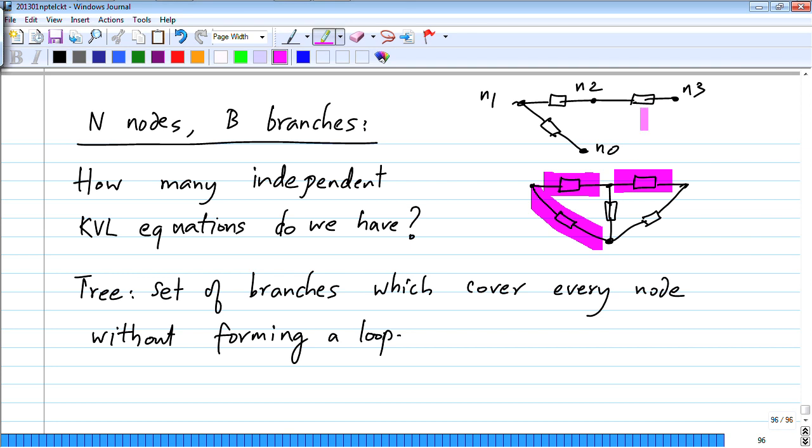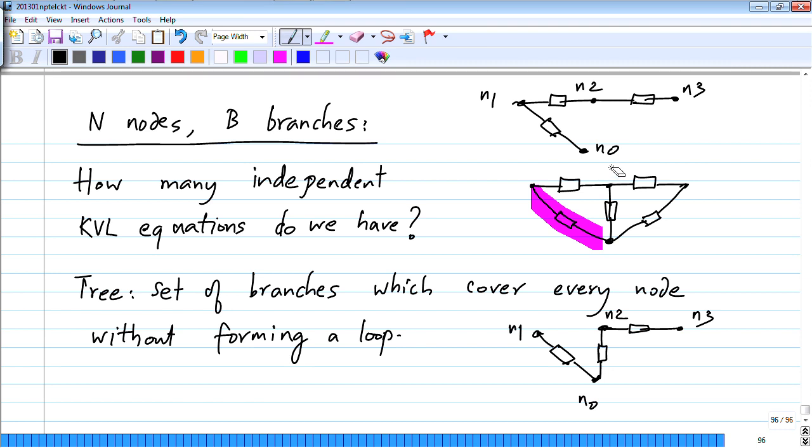Now this is not the only choice. We can have some other choice like this, and there are many choices. I am not going to list all of them, but for instance you could have this and this one in the middle and this one. Okay, this is N0, N1, N2, N3. So there are many possible trees, but what all the trees have in common is that they cover all the nodes without forming a loop. Okay, so now this should be easier to answer.